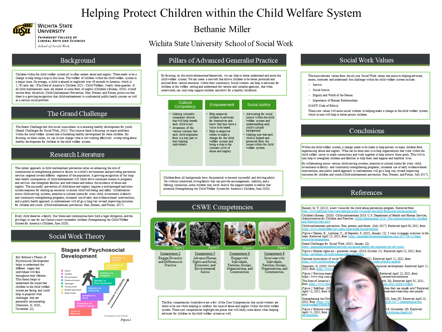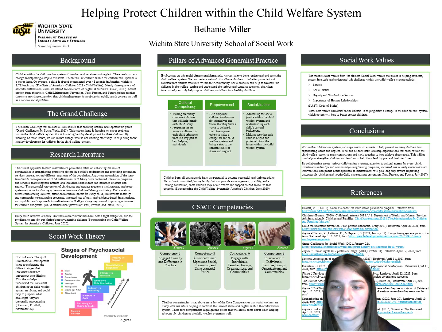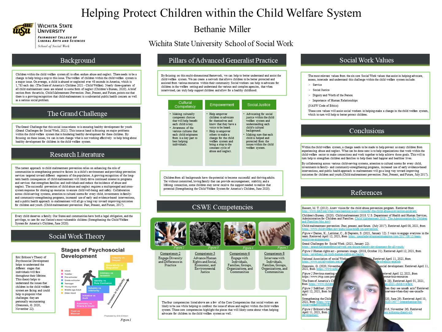And I truly felt like these are a few of the social work values that will really be at the front of helping these children and helping advocate for them, empower them, and help fight for their social justice and cultural competency as well. So I really just want to conclude with that within the child welfare system, there needs to be a change. It needs to be made to help prevent so many children from experiencing abuse and neglect. What can be done next is to help organizations that work within the child welfare sector to make connections and to work together to help achieve these goals together. This will in turn help to strengthen children and families and to help them lead happier and healthier lives.